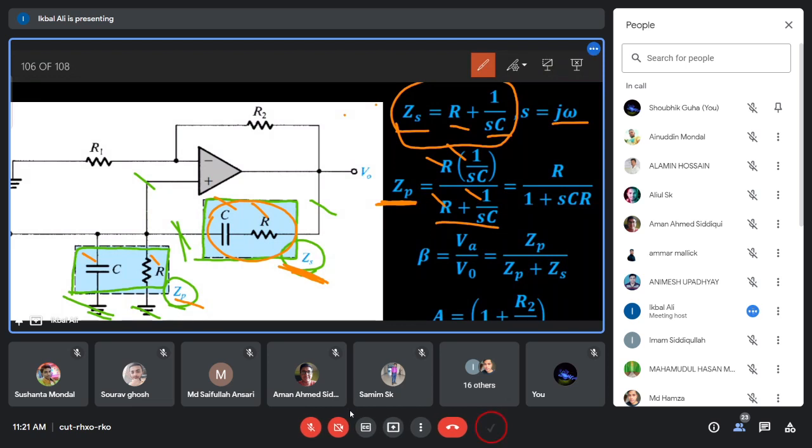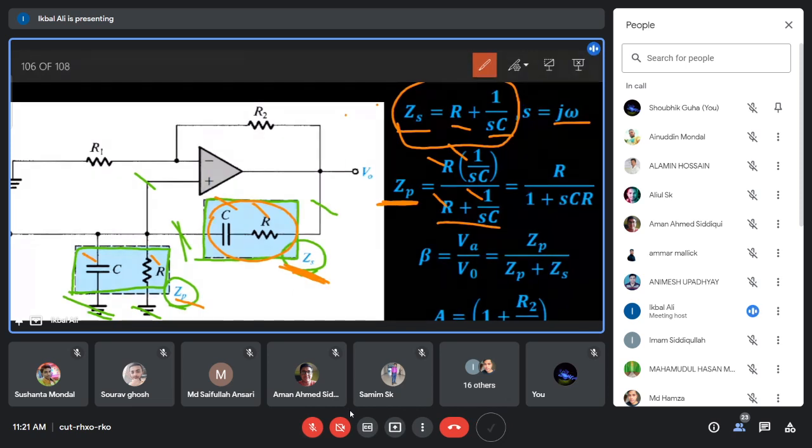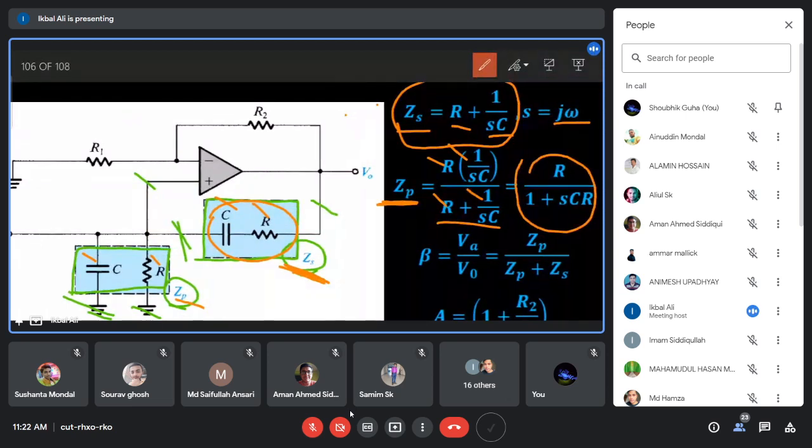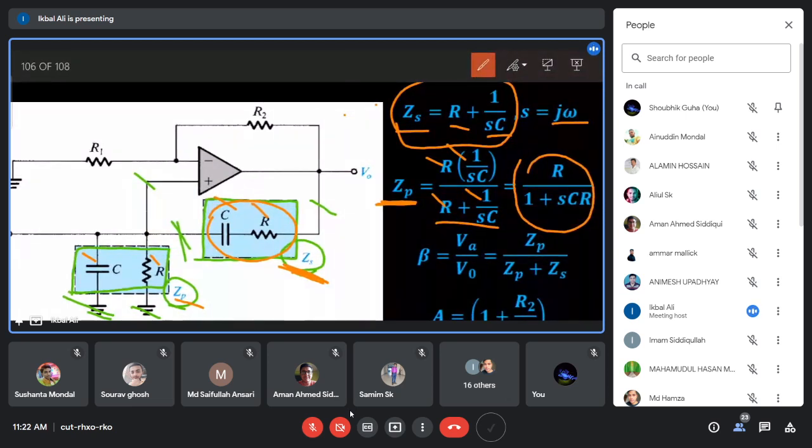So ZP should be equal to R into 1 by SC divided by R plus 1 by SC. This is the expression for ZP. If you simplify this, you multiply the numerator and denominator by SC, then you will get R by 1 plus SCR.